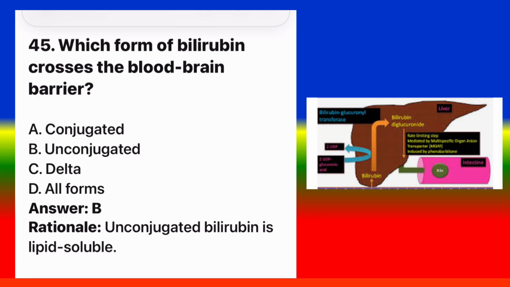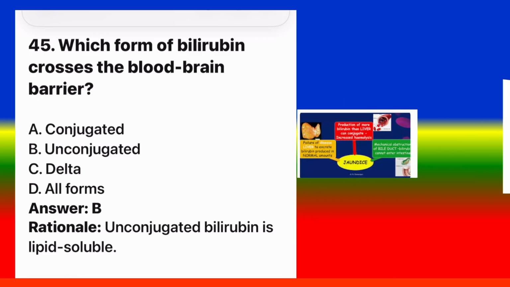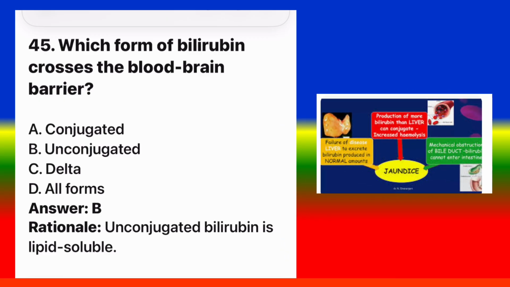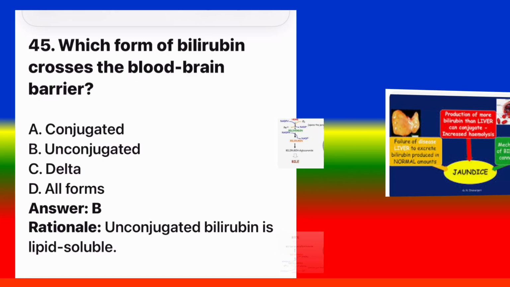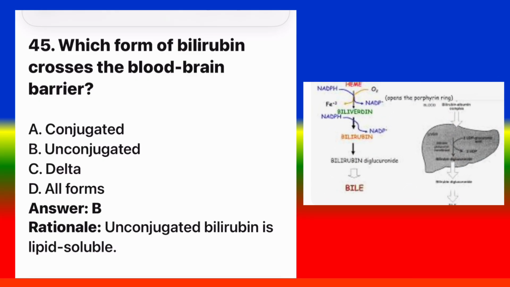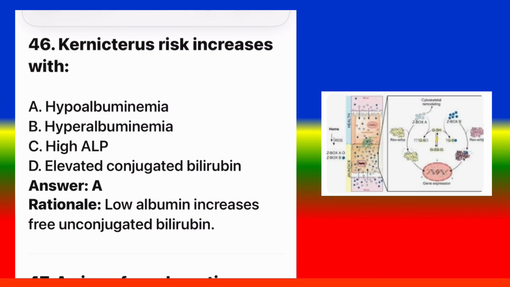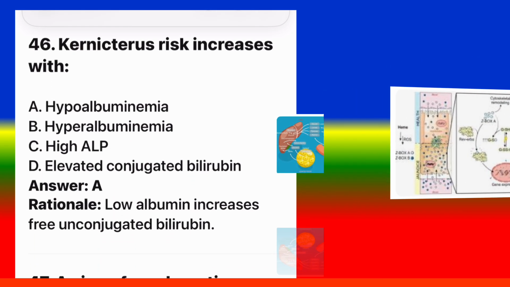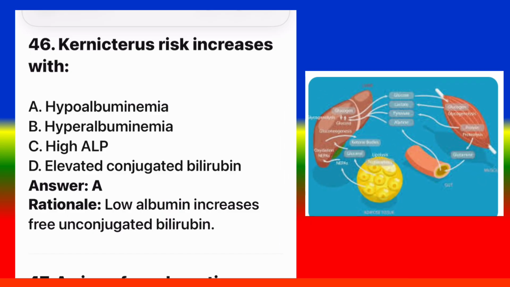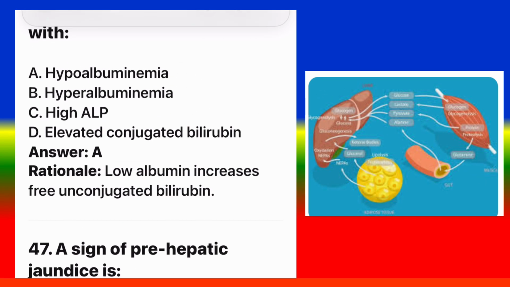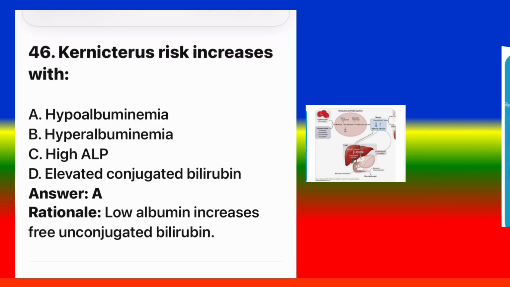45. Which form of bilirubin crosses the blood-brain barrier? A. Conjugated, B. Unconjugated, C. Delta, D. All forms. Answer B. Rationale: unconjugated bilirubin is lipid-soluble. 46. Kernicterus risk increases with A. Hypoalbuminemia, B. Hyperalbuminemia, C. High ALP, D. Elevated conjugated bilirubin. Rationale: low albumin increases free unconjugated bilirubin.